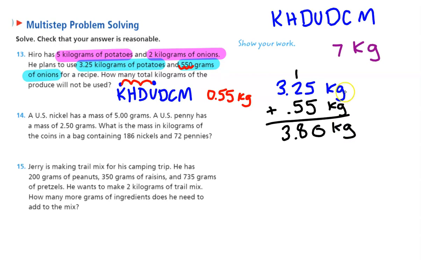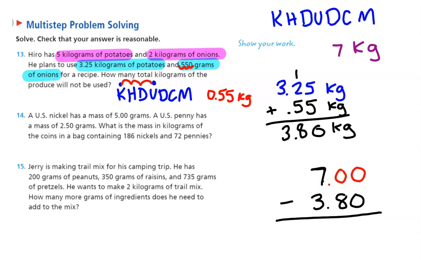So that's how much they used. 7 kilograms is how much they started with. So now I just need to subtract 7 minus 3.80, which obviously you see you can't do just yet. But I know about decimals, and I know that I can add 2 zeros and it won't change my answer. And now that's going to help me subtract.